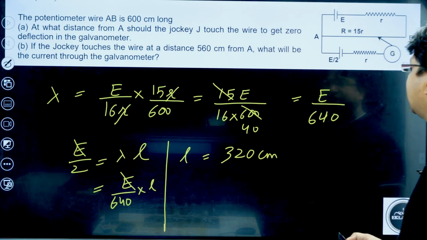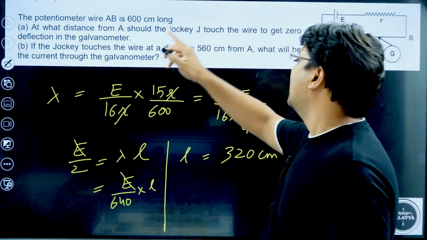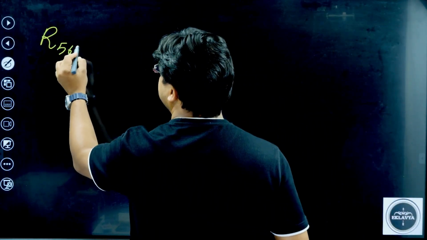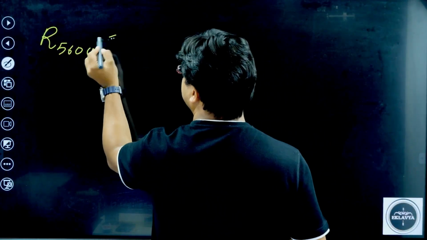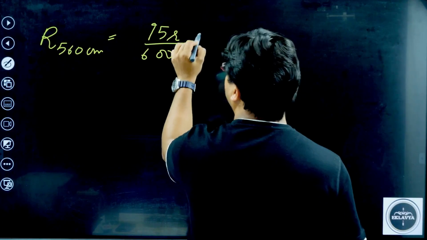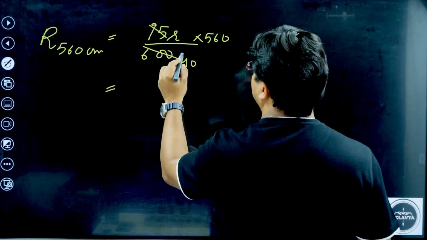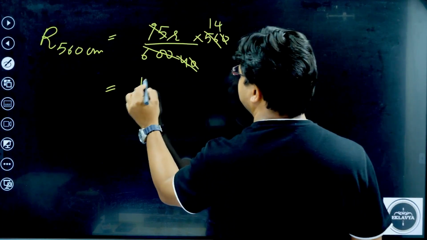So in this case, let's understand. The entire length is 600, and the resistance is 15R. So what is the resistance of length 560? Resistance of length 560 would be 15R divided by 600 into 560. So that is 14R.